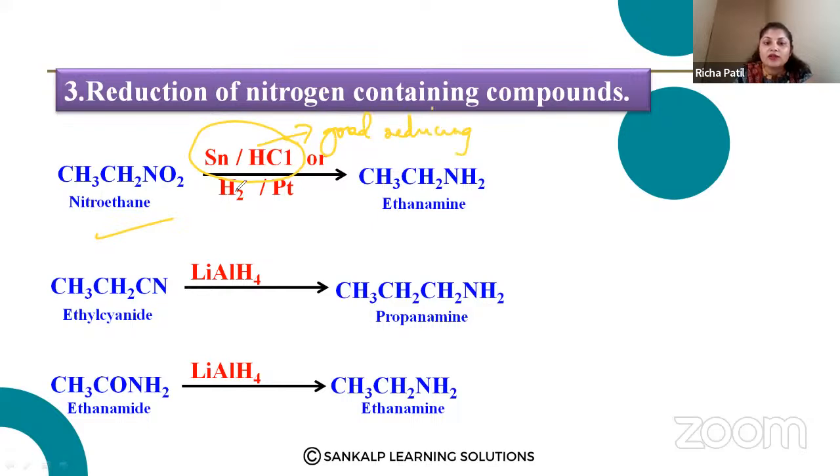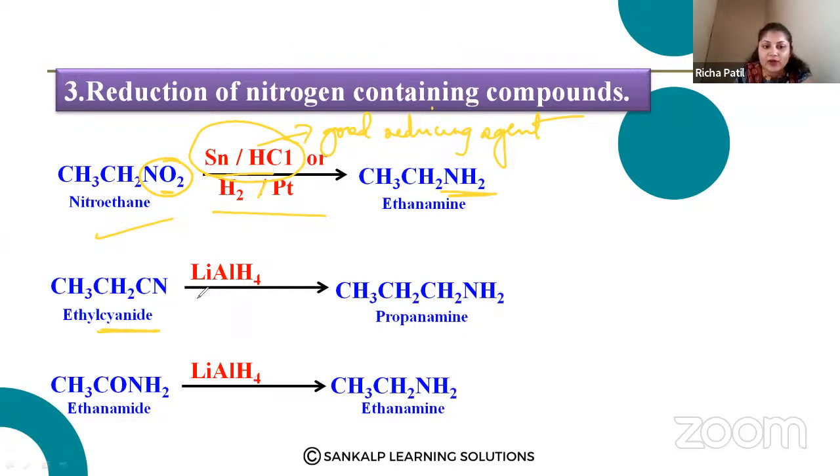Or the catalyst uses H2 with platinum. So both of these are good reducing agents. What you are doing is reducing your nitro group to your amine group, giving ethanamine. So first, with tin and HCl, your nitro group is reduced to NH2.